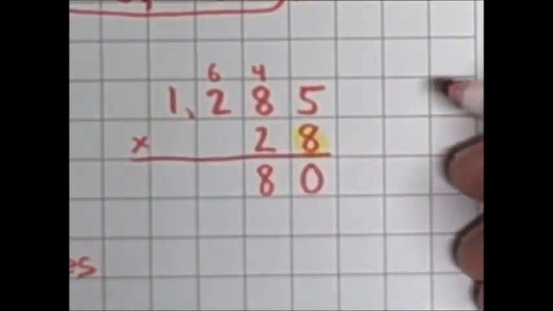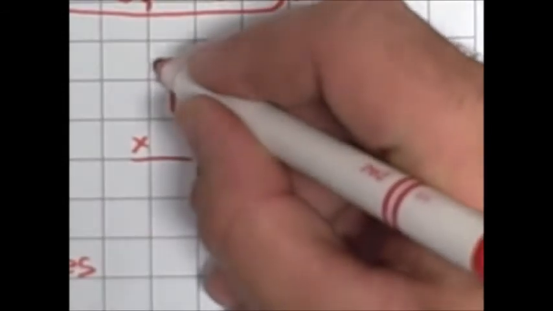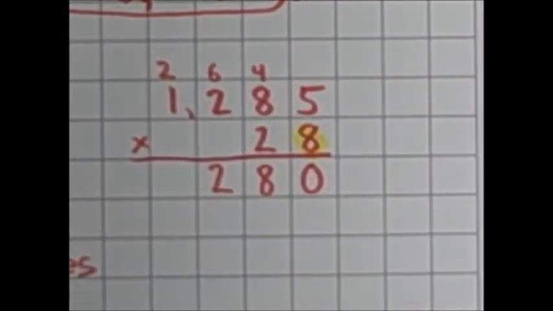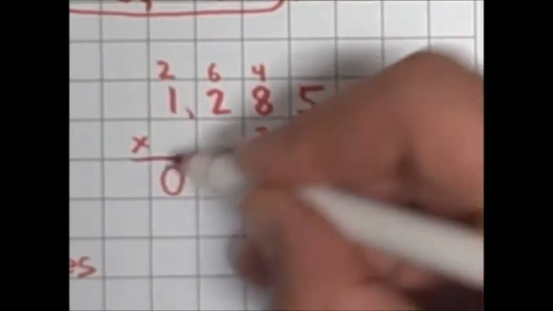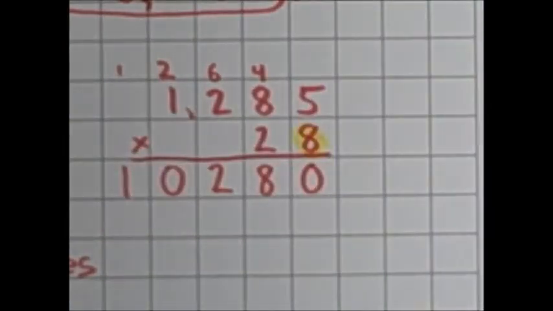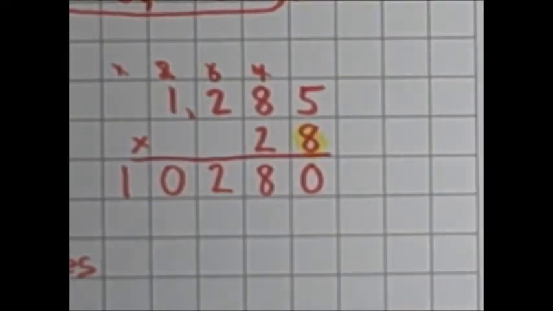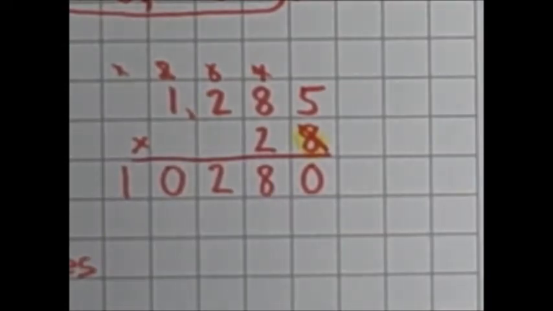8 times 2 is 16, plus 6, 22. Write the 2, regroup the 2. And 8 times 1, identity property, of course, equals 8, plus 2, 10. Write the 0, regroup the 1, drop it down. First partial product is 10,280. Don't forget, cross out your regroupings so you don't accidentally use them a second time. You can cross out the 8 as we are done with it.